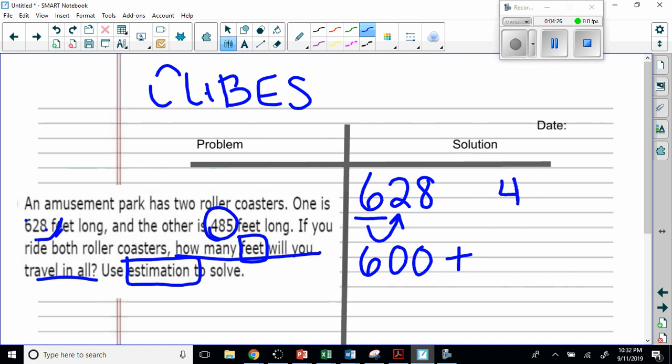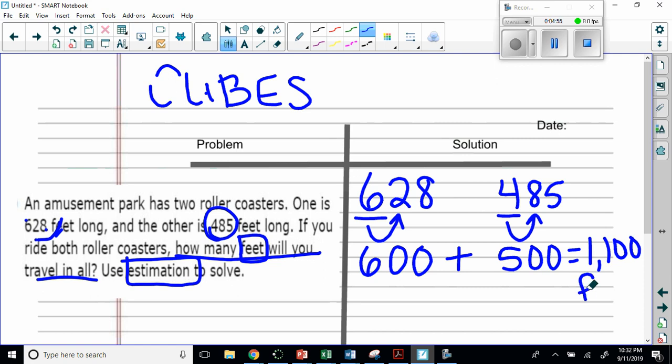Then I'm going to take the roller coaster that's 485 feet, and I'm also going to round it to the same place value, to the hundreds place. I'm going to look to the digit behind. The 8 is 5 or above, so I'm going to give the 4 a shove. I'm going to change it to 5, and everything after that is going to become zeros. When I add these together, that is going to give me 1,100 feet. That is my estimated answer of how many feet I would travel in all if I rode both of these roller coasters. Let's look at a couple other possible solutions.